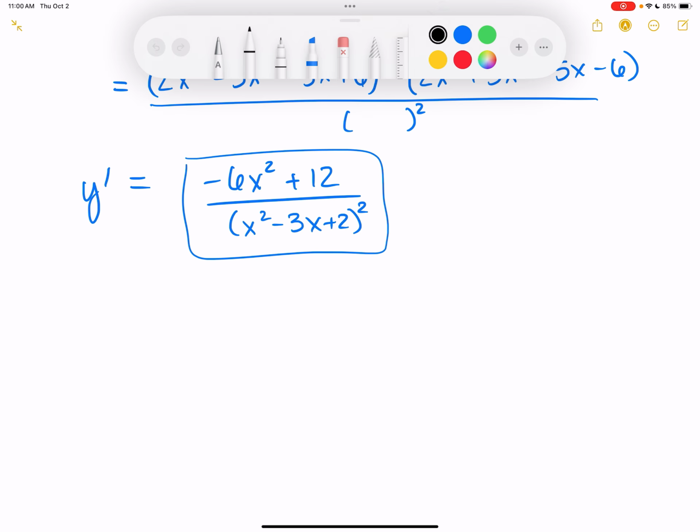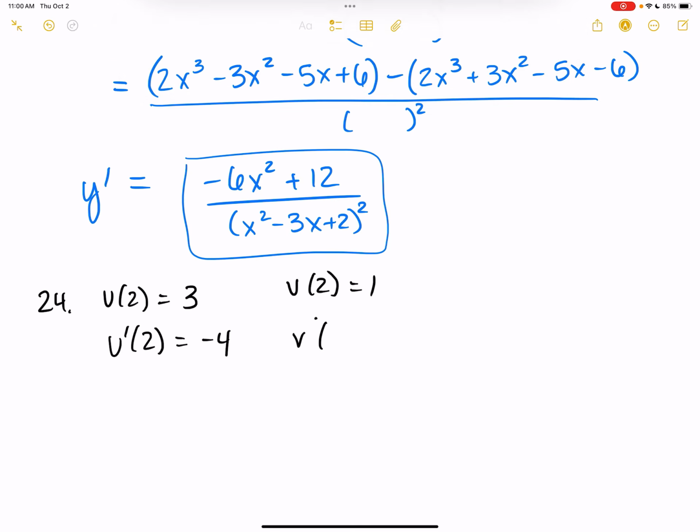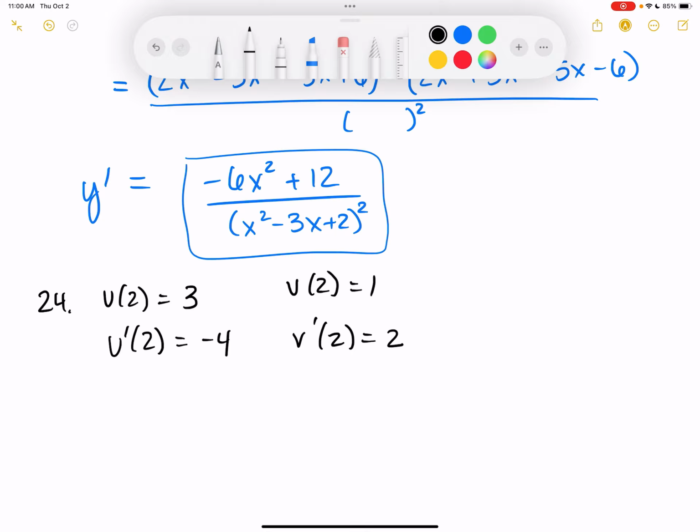So basically, they tell us that u and v are functions of x that are differentiable at x equals 2. And then they tell us that u of 2 is equal to 3, and u prime of 2 is equal to negative 4, and then v of 2 is equal to 1, and v prime of 2 is equal to 2. Find the values of the following derivatives at x equals 2.